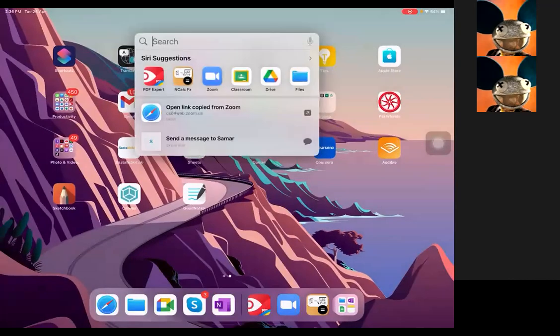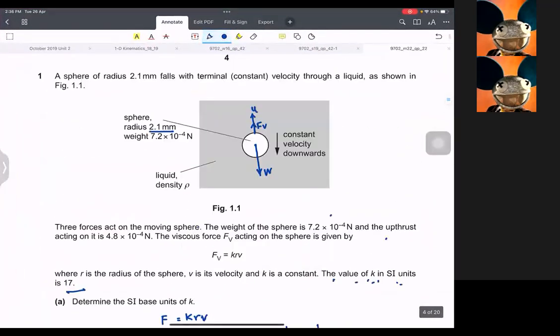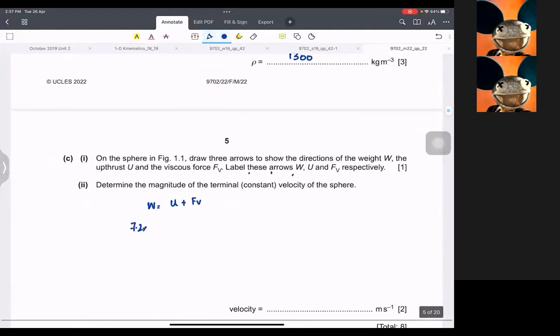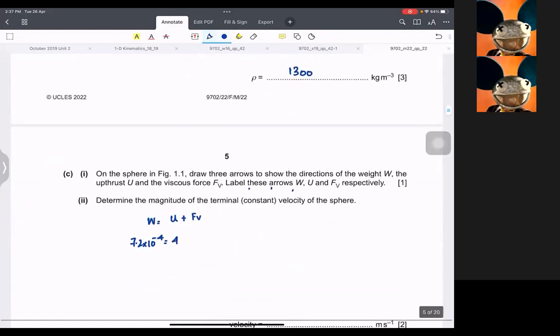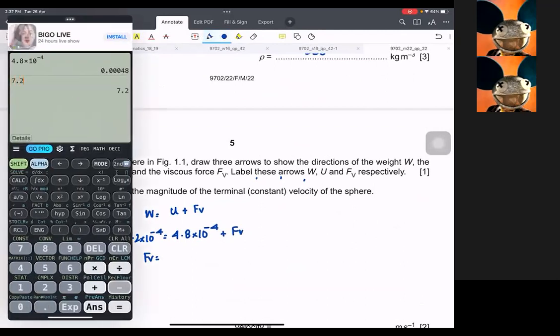Weight was 7.2 times 10 raised to minus 4. Upthrust was 4.8 times 10 raised to minus 4 plus F_D. Now this F_D is 2.4.